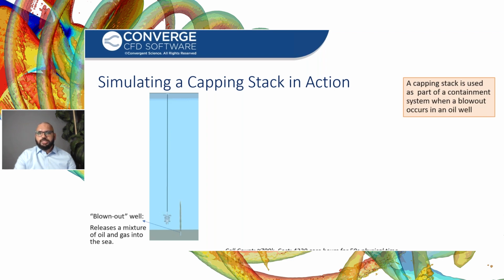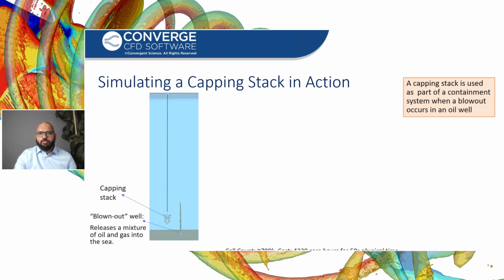So this is an illustration of the capping stack in action, simulated using CONVERGE. So the capping stack is connected through a cable to a crane. So the crane is modeled as a prescribed motion object, and that motion is transferred to the capping stack, which is a 6 degree of freedom FSI object, through the cable model.